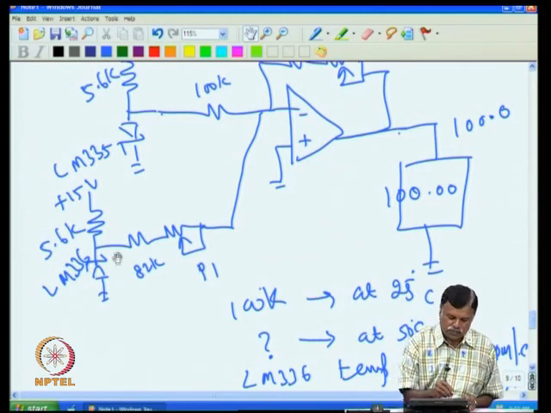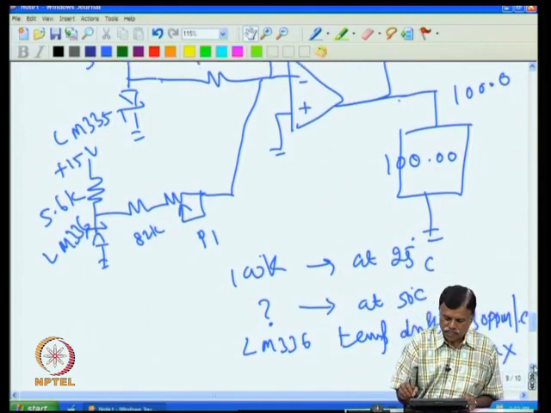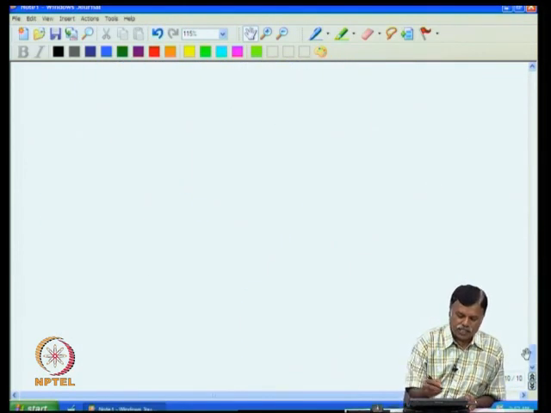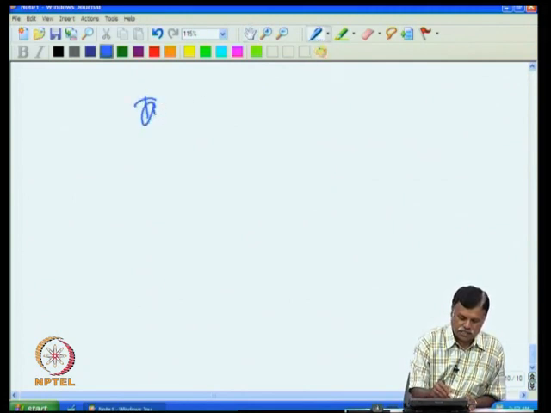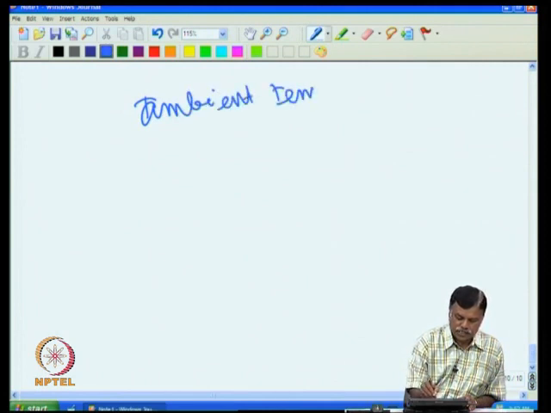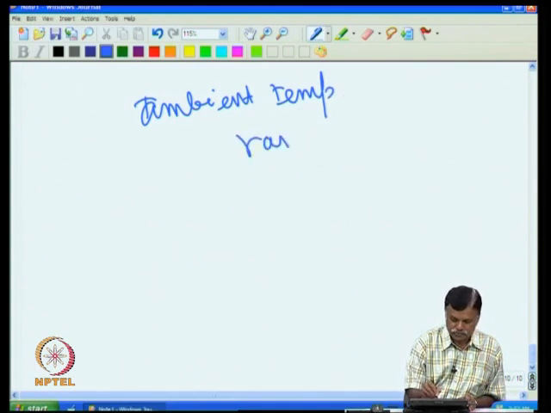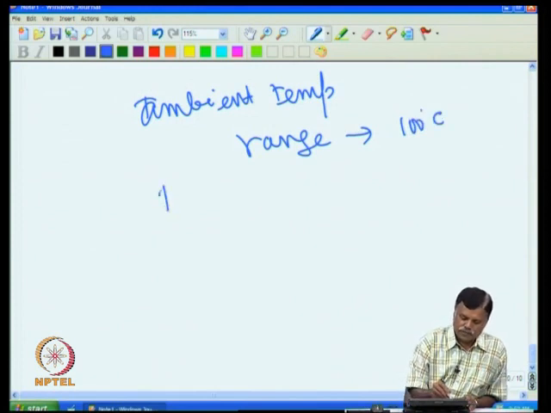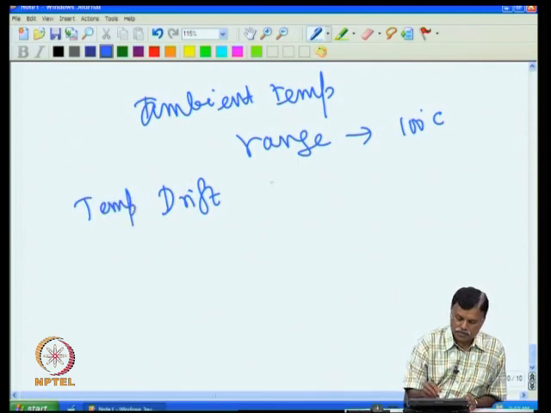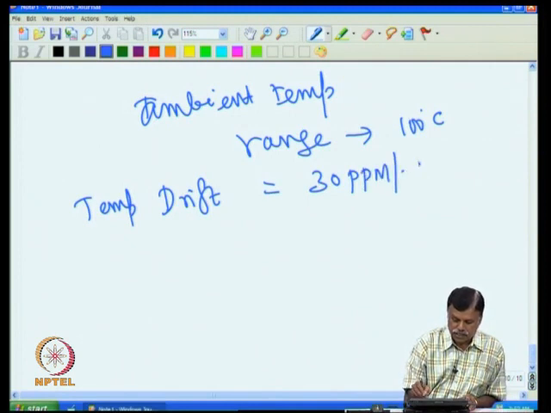So what will be the voltage change that is expected at the output? Considering industrial grade equipment, I take the ambient temperature change as 100 degree. So the drift of the sensor, the temperature drift, is 30 ppm maximum per degree C.